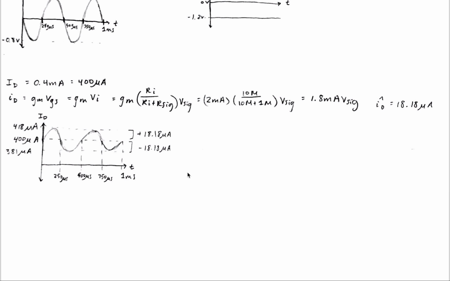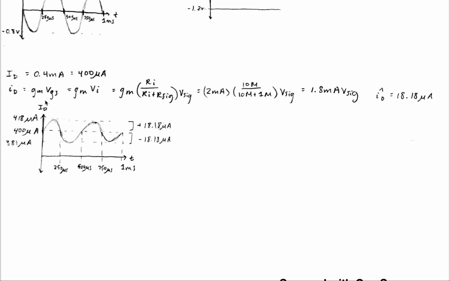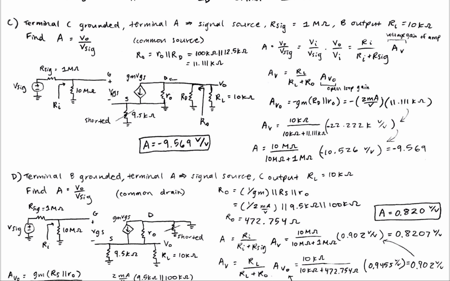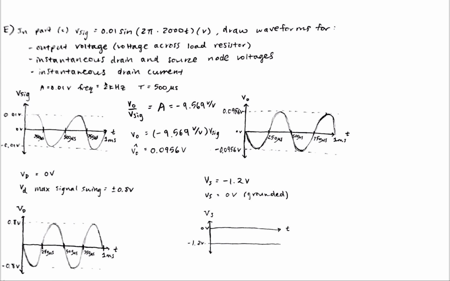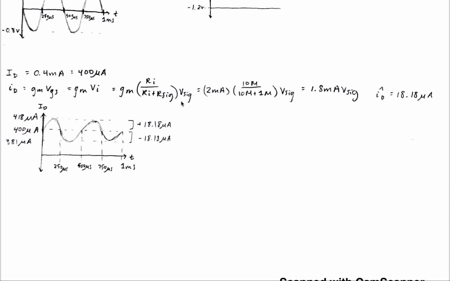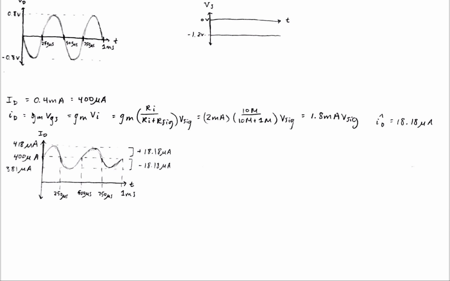And for the last part, ID, we are given the DC value, which is 0.4 milliamps or 400 microamps. And to calculate the AC ID value, we can use gm times VGS, and VGS is equal to Vi. If we look at the small signal model, this VGS is equal to Vi, this voltage here. And Vi is equal to Ri over Ri plus Rsig times V signal. And we already know these values for Ri and Rsig. Plug those in, and we can see that this ID is equal to 1.8 milliamps times V signal.